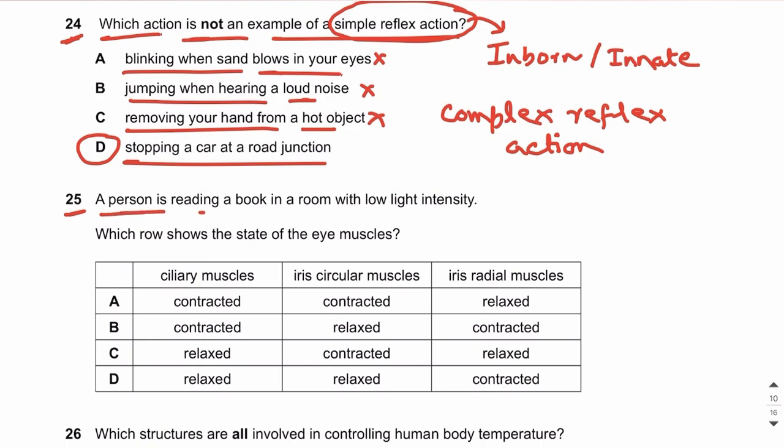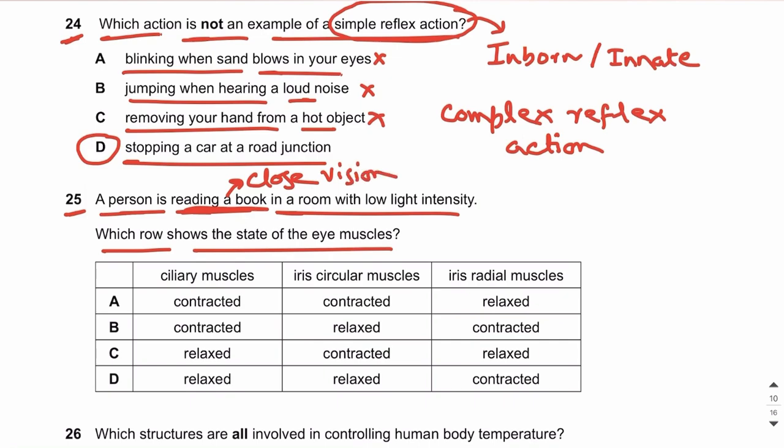A person is reading a book in a room with low light intensity. Which row shows the state of the eye muscles? So guys, if a person is reading a book, it means that there is close vision or near vision, right? So the book is near to the person's eyes and there is low light intensity, right? So this means that there is a dim light.